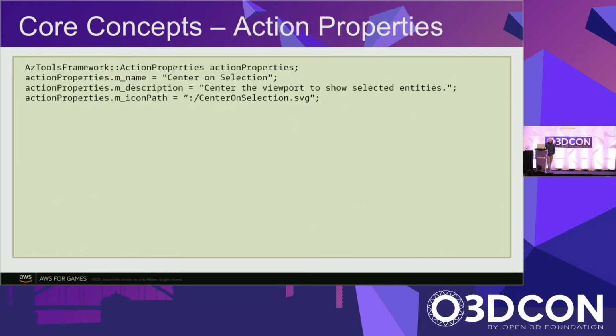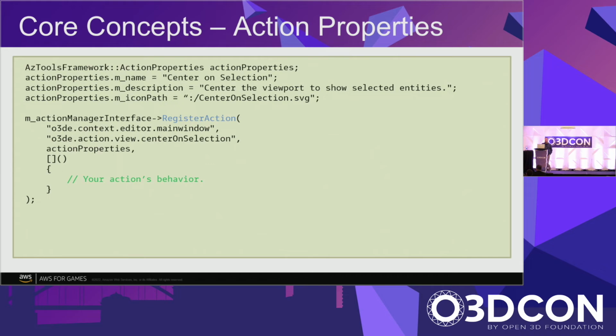Next up, register an action. So registering an action is pretty much the same as a context in terms of the base structure of the API. So we have a properties object where you can define name, description, icons, etc. And then a register action call to the action manager interface: parent, which would be the action context in this case, action identifier, properties, and then the behavior to attach to the action.